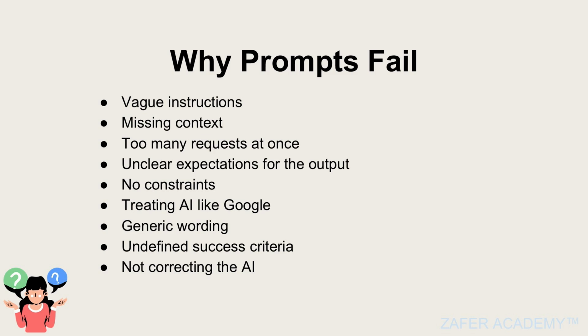The next point is no constraints. Any person who prompts AI without constraints is looking for a disaster. You're looking for a disaster because no constraints means poor results.